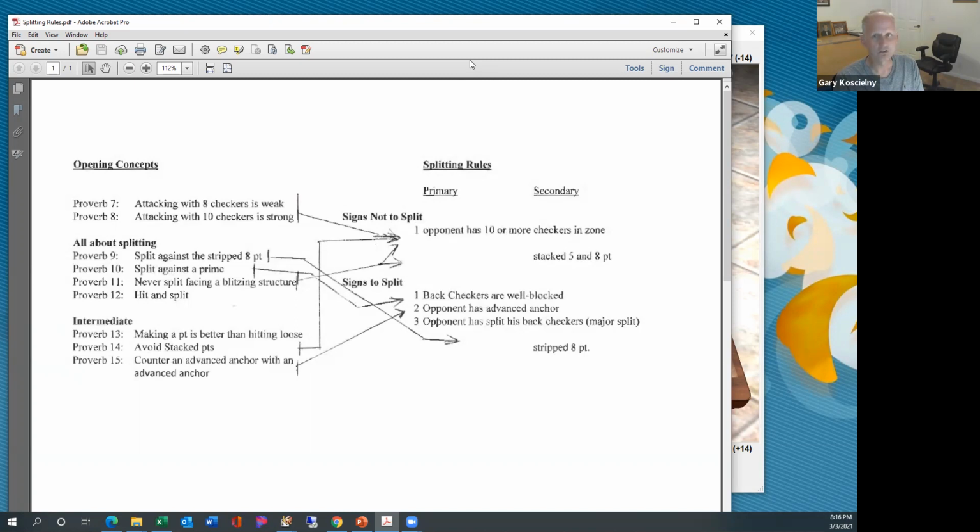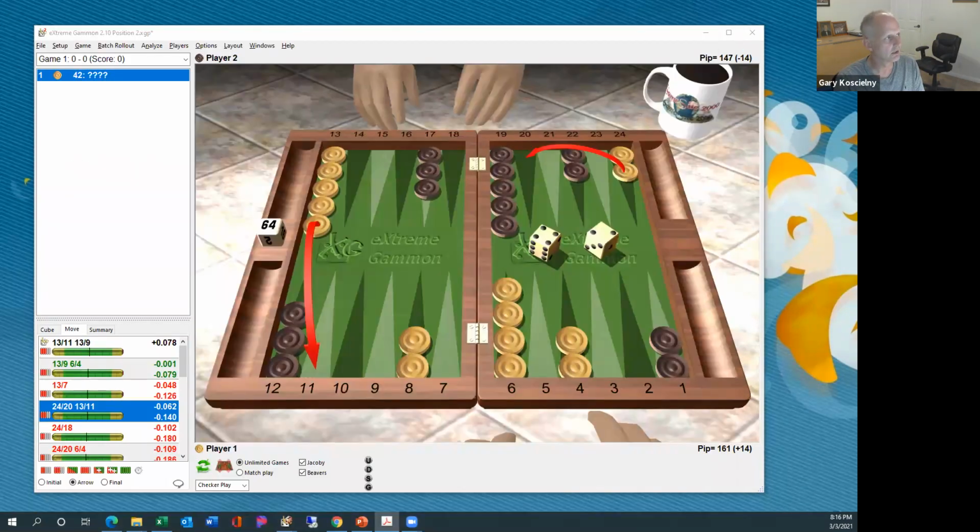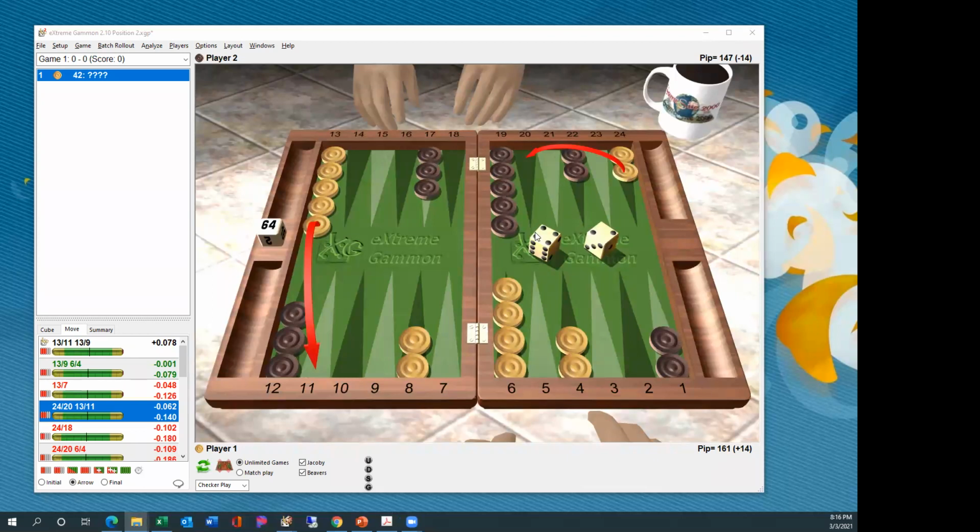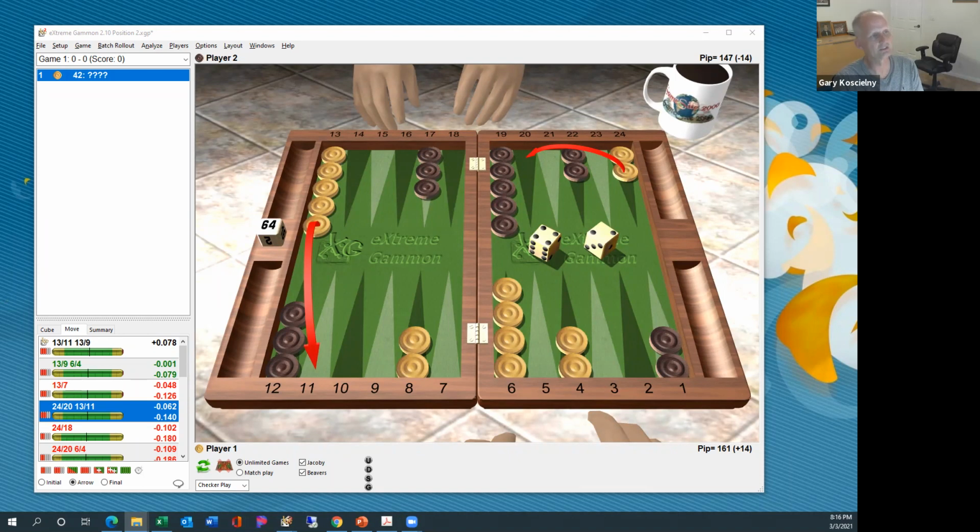So let's look at this again. So here, you mean the stacked 6-point and 8-point? Yes. What did I say? It was written 5 and 8. Yeah, I meant 6, because you start with a stacked 6-point. And you start with an 8-point, which is a point and a spare.